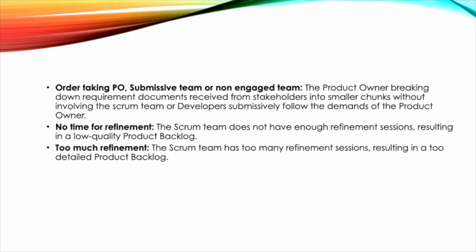Order-taking, submissive team or non-engaged team. The product owner breaks down requirement documents received from stakeholders into smaller chunks without involving the Scrum team, or the developers submissively follow the demands of the product owner. No time for refinement. The Scrum team does not have enough refinement sessions, resulting in a low-quality product backlog. Too much refinement. The Scrum team has too many refinement sessions, resulting in a too detailed product backlog.